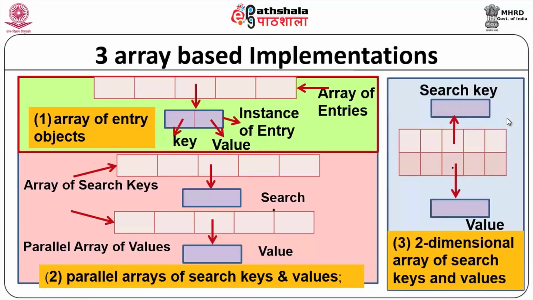And the third one is a 2 dimensional array of search keys and values, where the first row is about the search key and the second row is about the value. So, these are 3 different ways in which you can do array based implementations. It is very important from the implementation viewpoint.